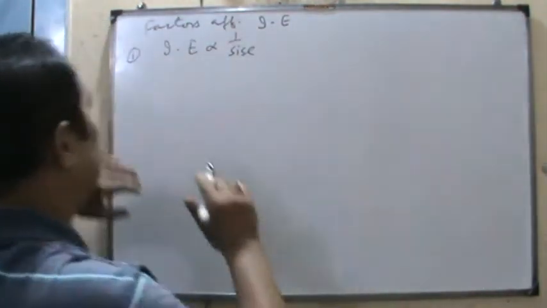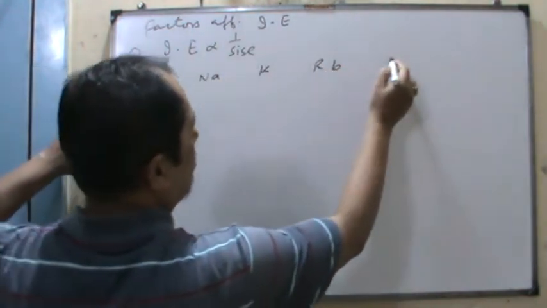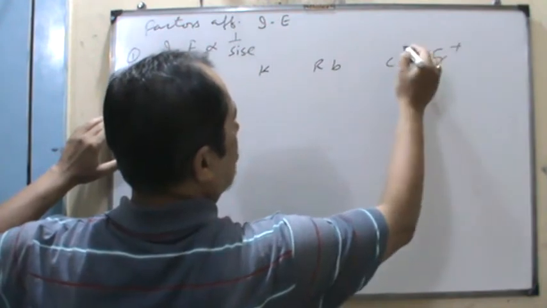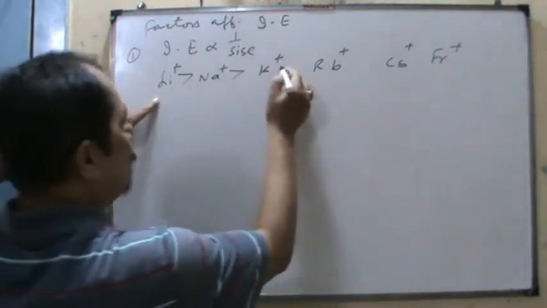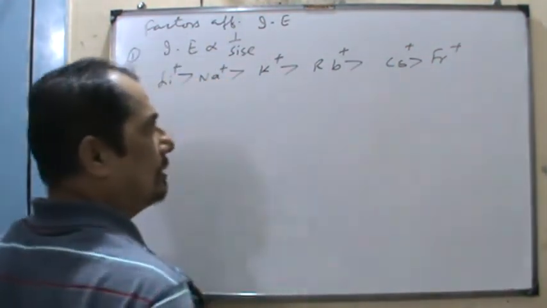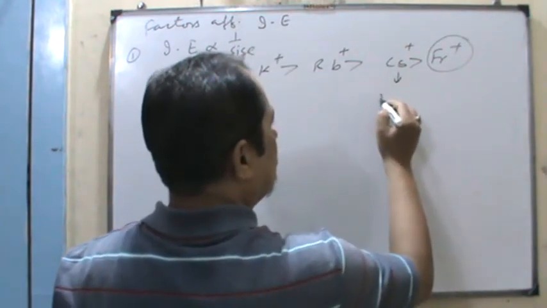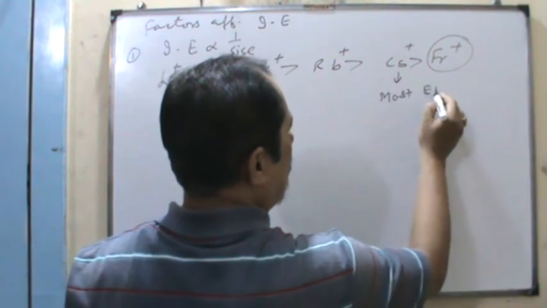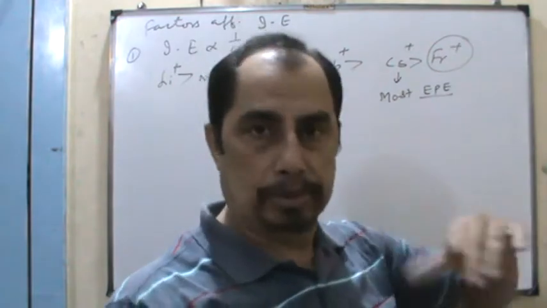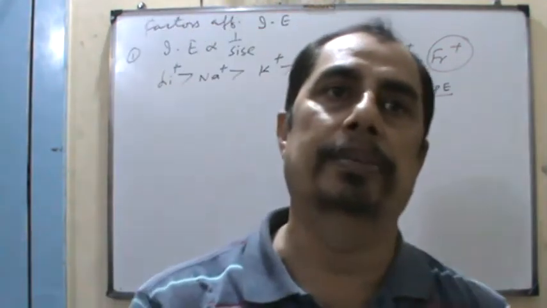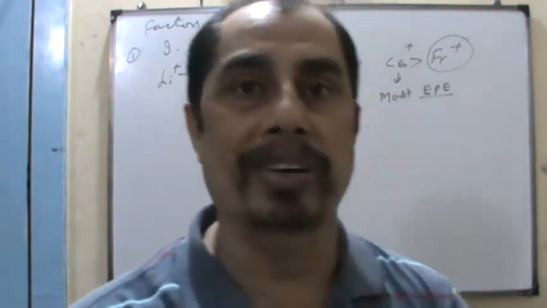It's simple. If I say lithium, sodium, potassium, rubidium, cesium and francium. So lithium has more ionization energy than sodium, potassium, cesium and francium. Francium is a radioactive element, otherwise cesium is considered as the most electropositive element. Otherwise francium should be considered as the most electropositive. But dear students, francium is a radioactive element, unable to form the compound.